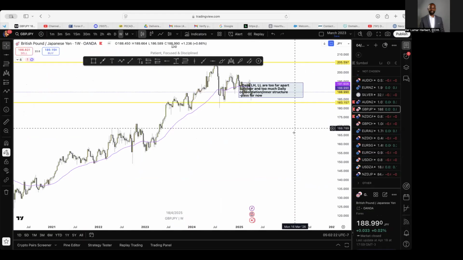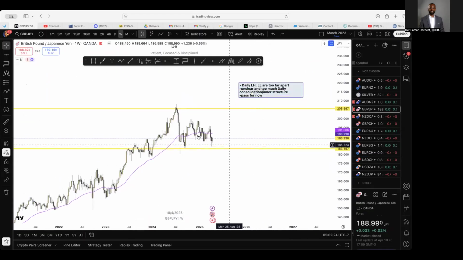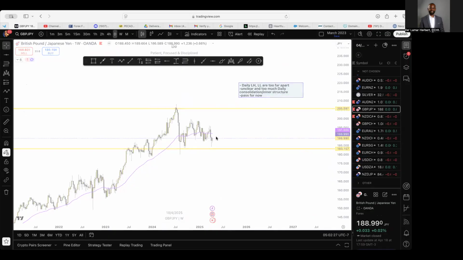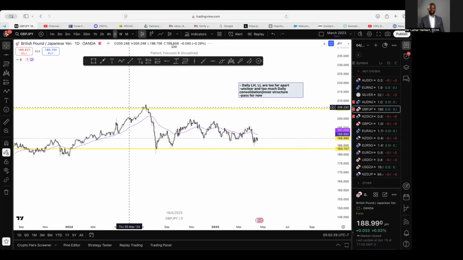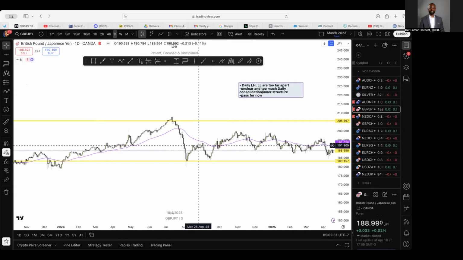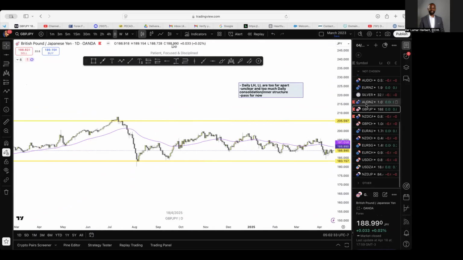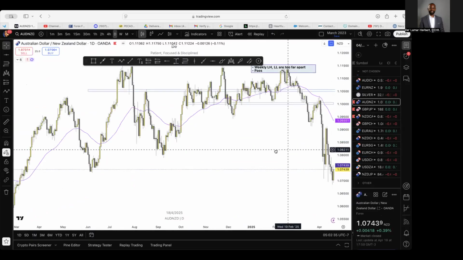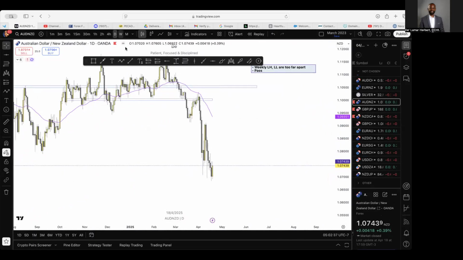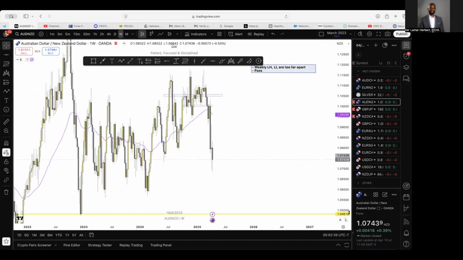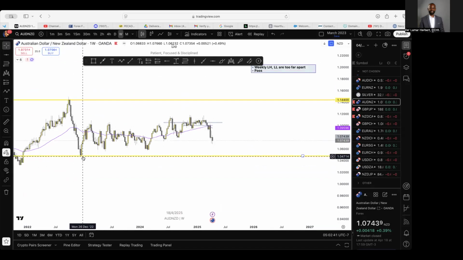Okay, GBP JPY, same thing here on the daily. We're just too far apart on the lower high, the lower low. We're going to avoid that. That's just a bunch of consolidation on the daily. AUD NZD, same thing here. The weekly is just too far apart. As you can see, the lower high and the lower low, just too far apart. We're just going to pass that.